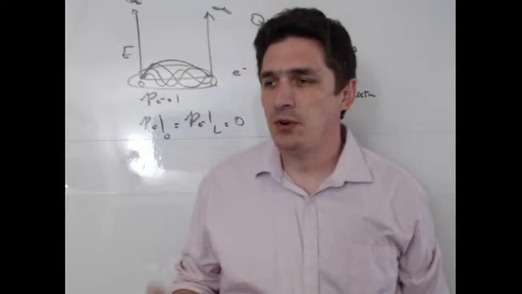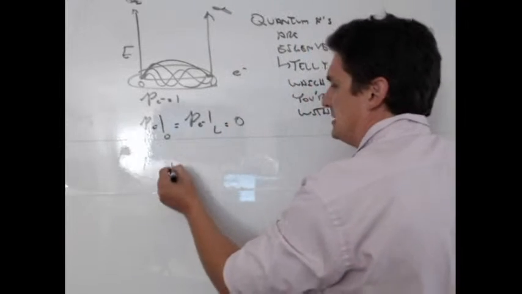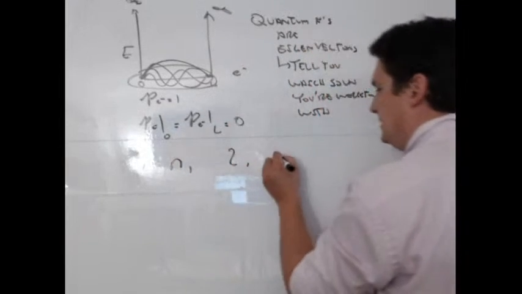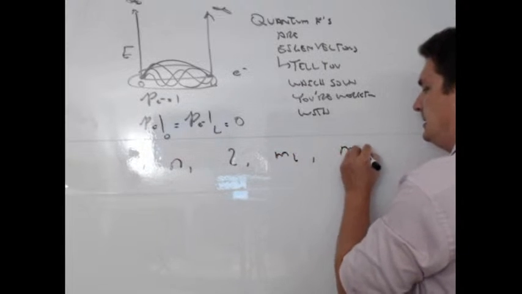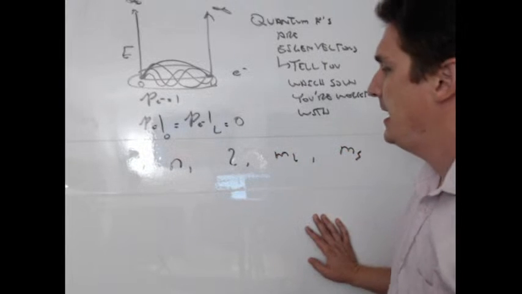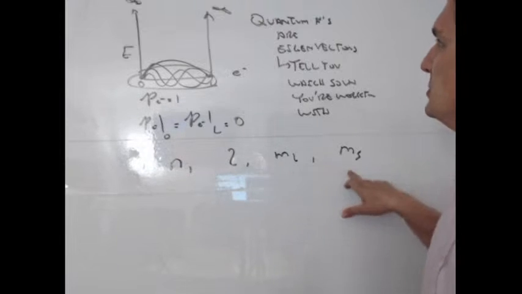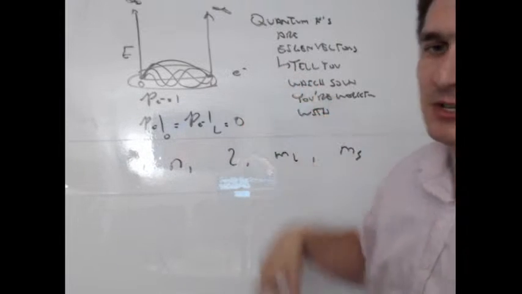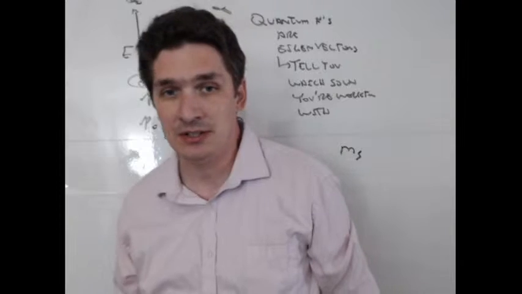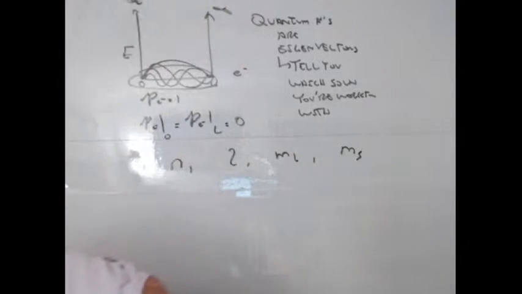So there are four principal quantum numbers: n, l, m sub l, and m sub s. And these four quantum numbers uniquely tell you which wave function corresponds to that particular electron density.